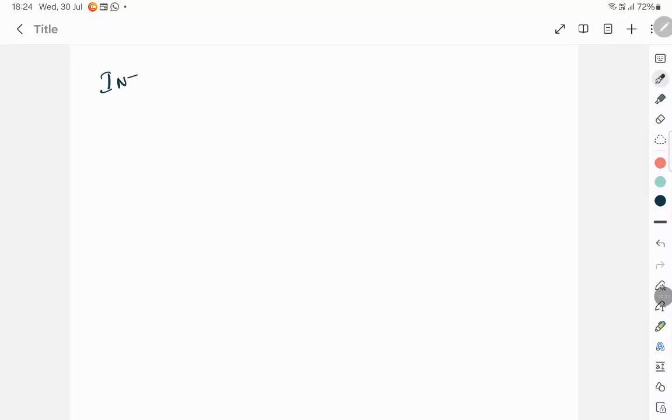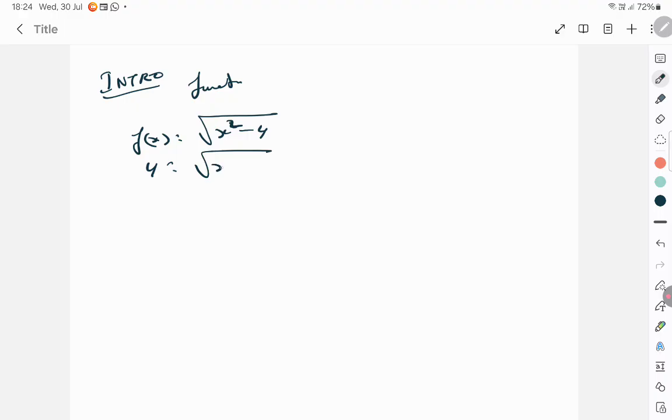So let me do an introduction on functions. Suppose you have f of x is equal to root of x square minus 4 is the question. In that case, that is y is equal to root of x square minus 4. You know, this can become 0. So x square can be 4.